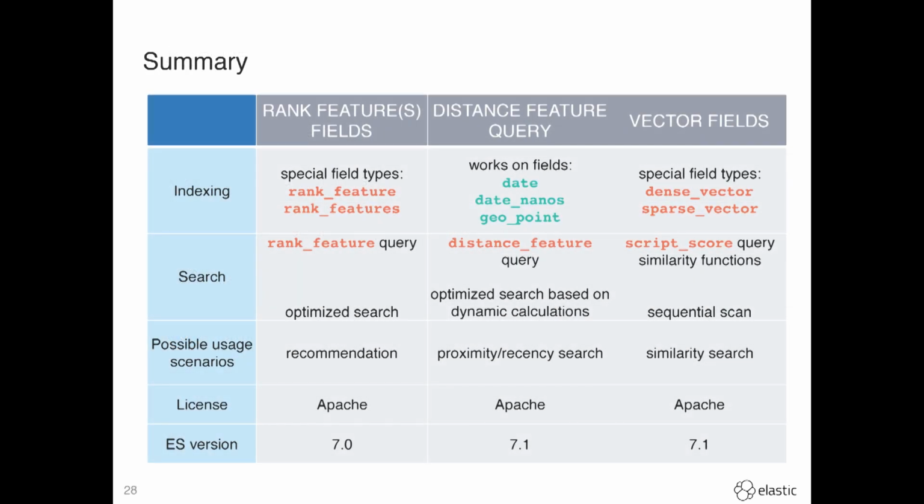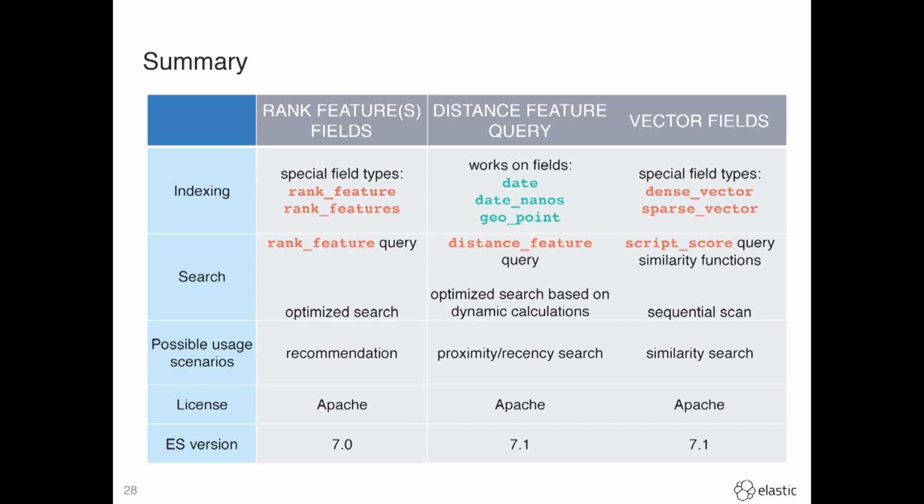And now to summarize. These are 3 features that we introduced recently in Elasticsearch that can help you work with numeric features. One is rank feature, where you need to create a special type of field called rank feature or rank features. Another is distance feature query, which works on already existing fields: date, date nanos, and geopoint. And another is vector fields, which also require a new field type, dense vector and sparse vector.